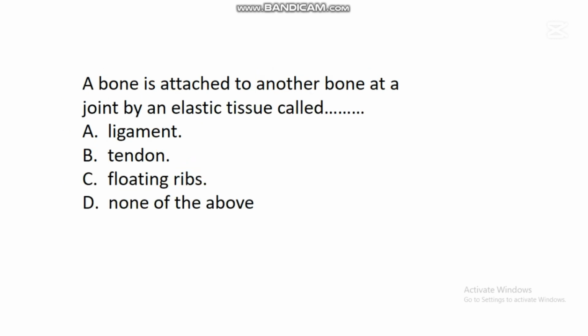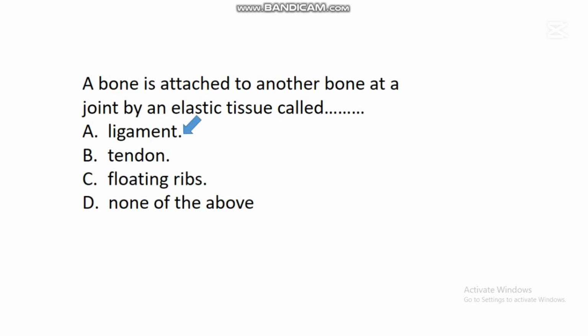The next question says, a bone is attached to another bone at a joint by an elastic tissue called dash. A. Ligaments. B. Tendon. C. Floating ribs. D. None of the above. In this question, the correct answer is A.